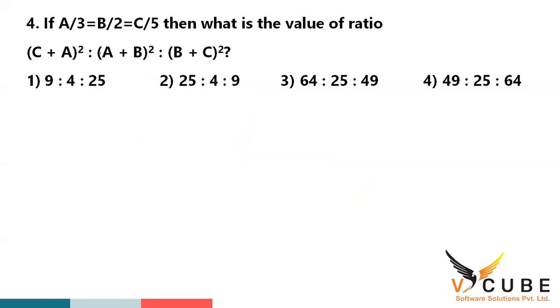Next one. If a by 3 is equal to b by 2 is equal to c by 5, then what is the value of the ratio (c plus a) whole square is to (a plus b) whole square is to (b plus c) whole square? What is the answer, guys?